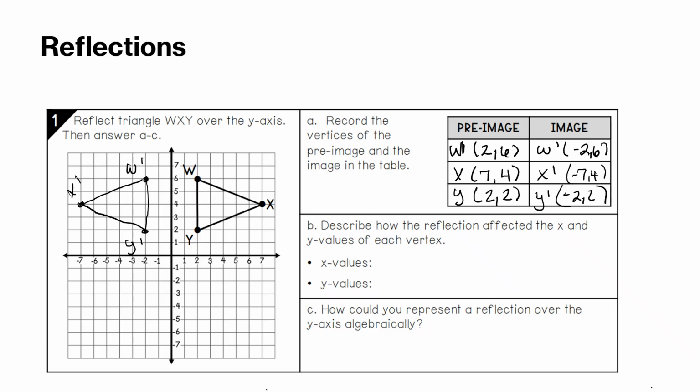So if you're going to describe how the reflection affected the x and y values, well, the x values become the opposite. So if you look at W, it's 2, 6, and W prime is -2, 6. So your x values become the opposite, and your y values stay the same.